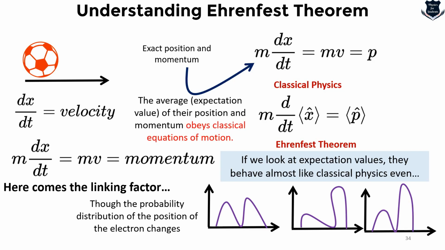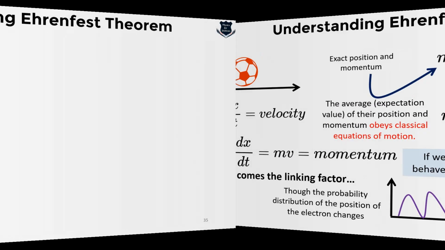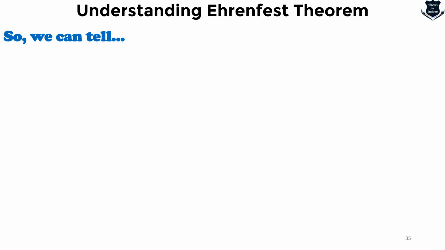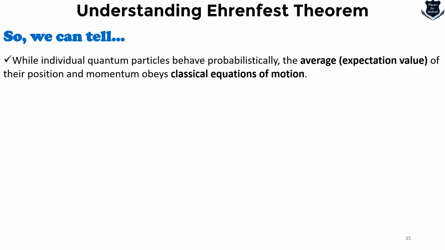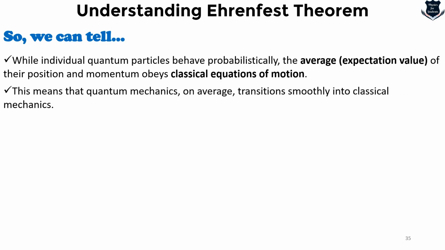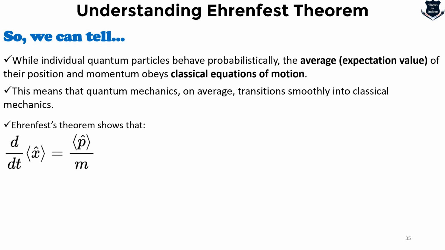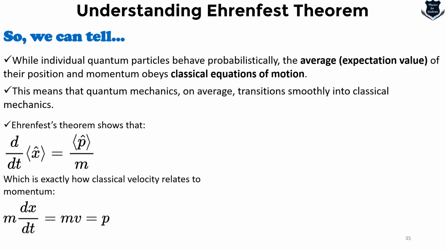So from here we can say that the average or the expectation value of their position and momentum obeys the classical equations of motion, and that is why I say that the Ehrenfest theorem gives a very deep insight and acts as a bridge between classical and quantum physics. So from here what we can tell is, number one, individual quantum particles, although they behave probabilistically, the average expectation value of their position and momentum obeys classical equations of motion. And this means that there is a very smooth transition into classical mechanics. And the Ehrenfest theorem shows this, which is exactly how classical velocity or classical mechanics relates to the momentum.